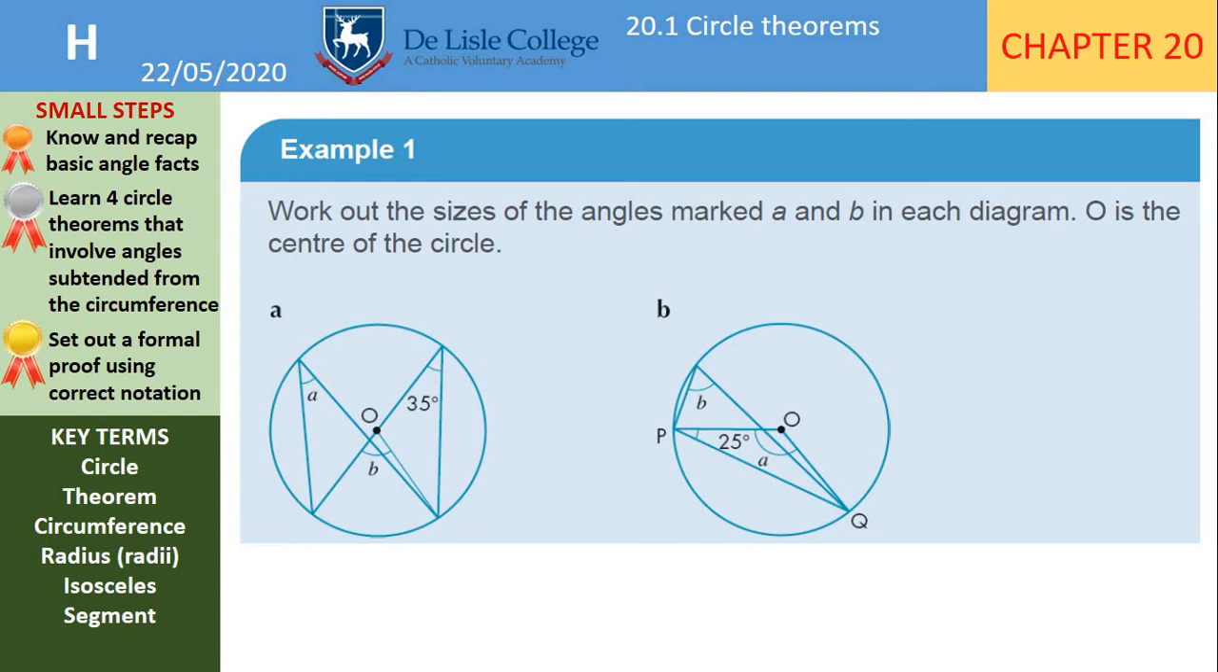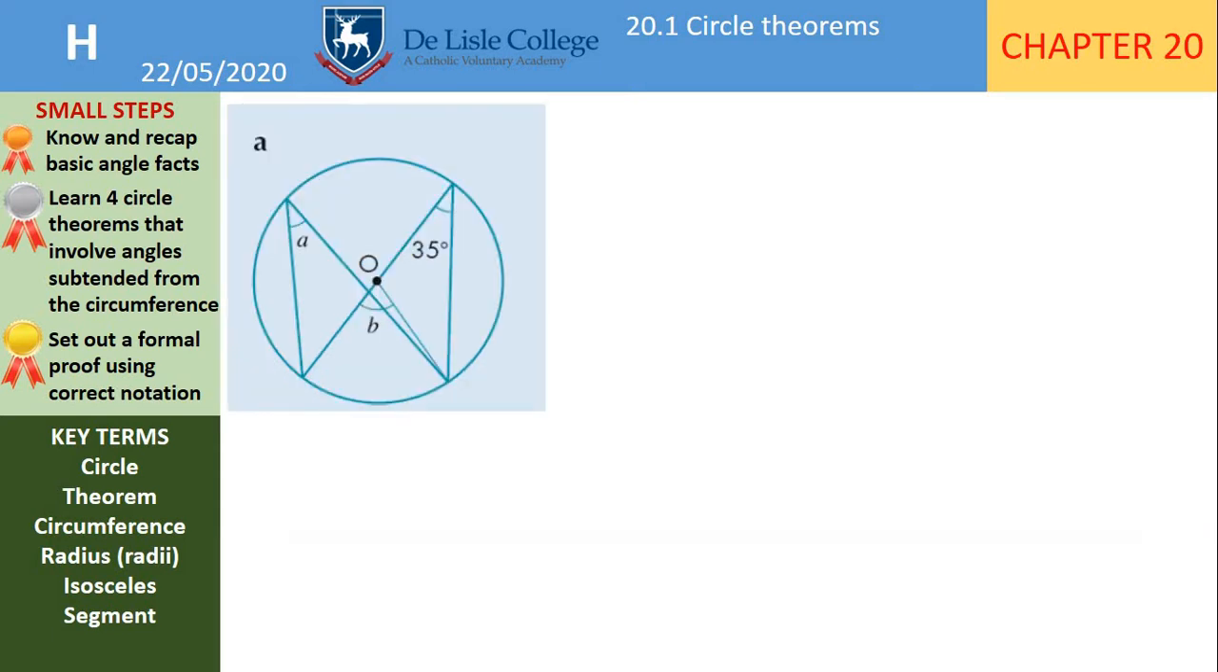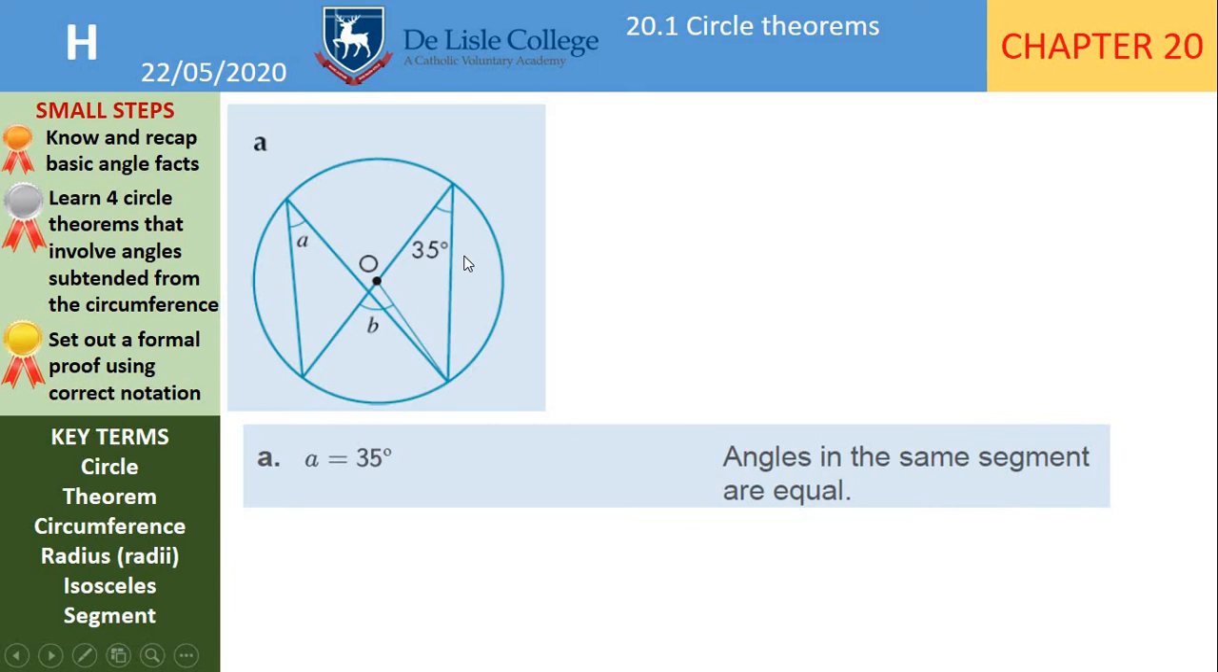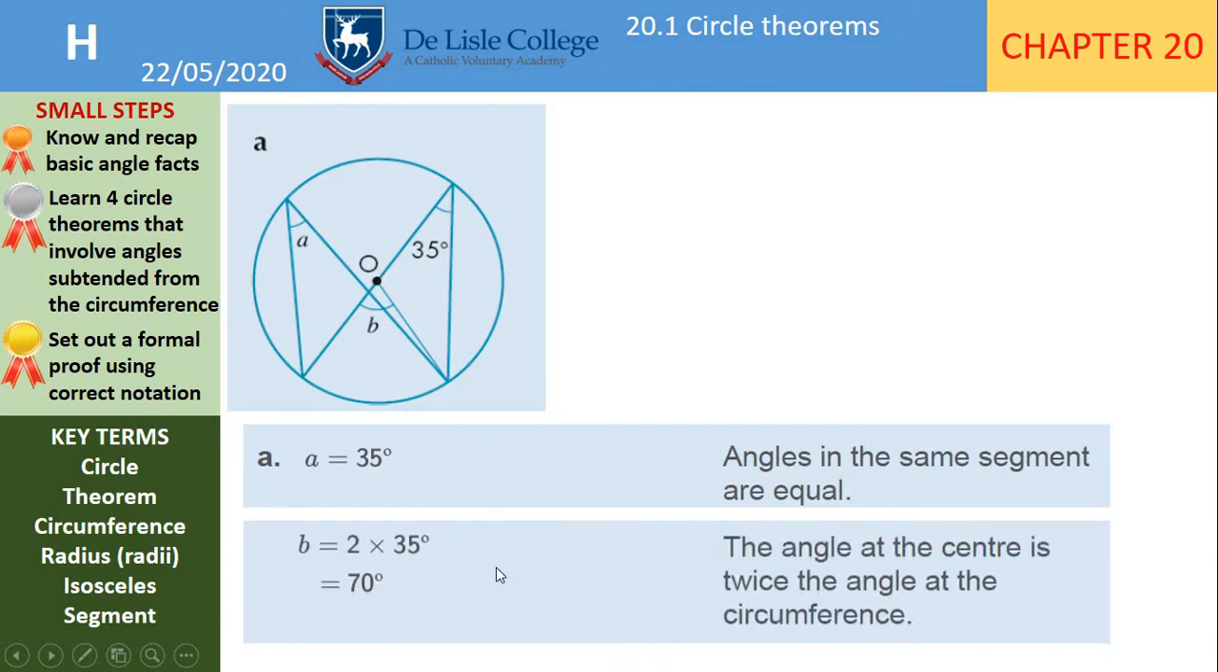So we need to work out the size of angles marked A and B in each diagram, and O is the centre of the circle. So looking at question A, hopefully we can see that A is in the same segment as the 35. So therefore A equals 35. We also have angle B has the same starting points as 35. So the angle at the centre is double the angle at the circumference. So angle B in this case is 70 degrees.